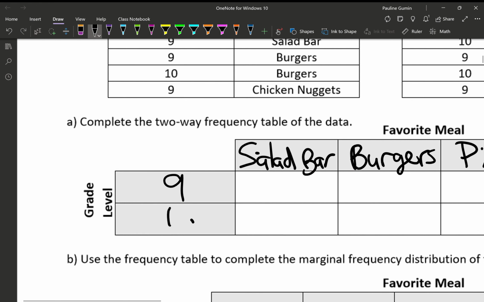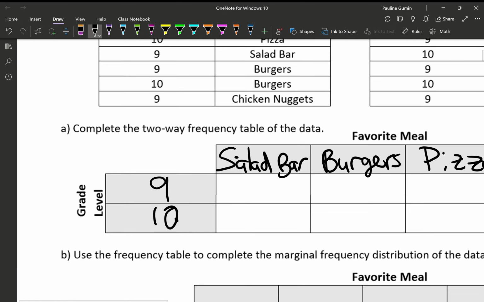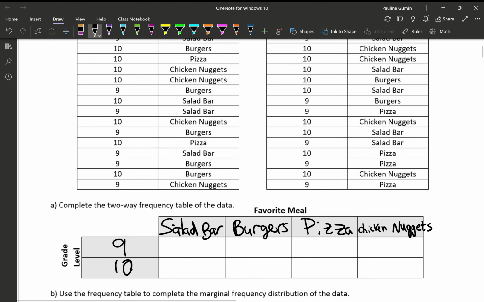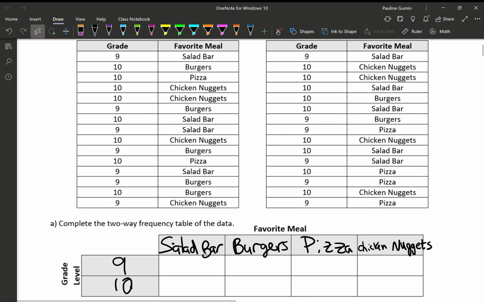So the way that I'm going to do this is I'm going to go through the table and I'm going to cross things off and give little tally marks. And this is what I mean. First, the first row I have on the table on the left is 9th salad bar. So I'm going to put a tally mark into 9 for salad bar. Then I have 10th burgers, 10th grade burgers. Next I have 10th pizza. I find 10th pizza. I'm going to go through this whole table and do that.